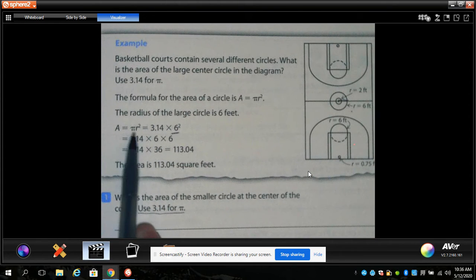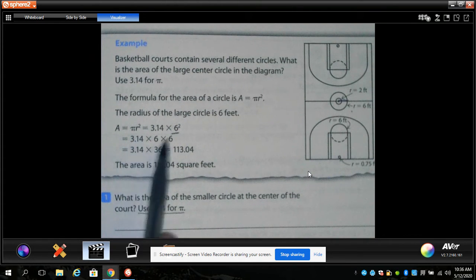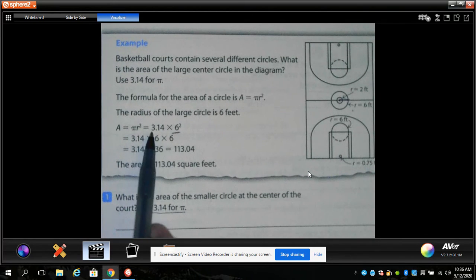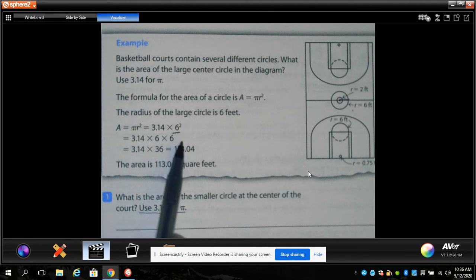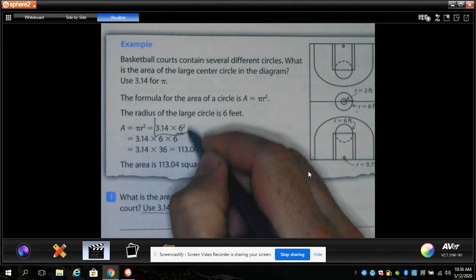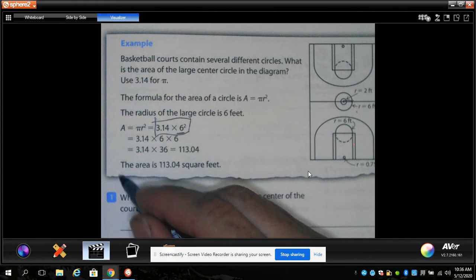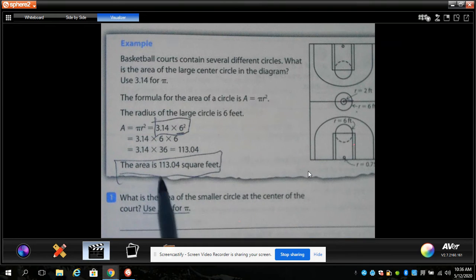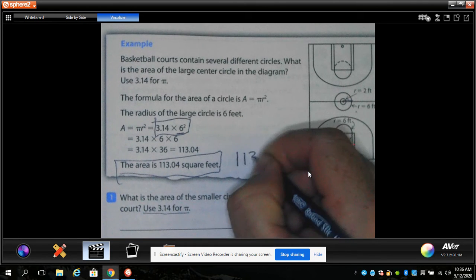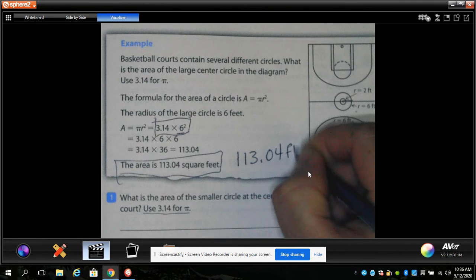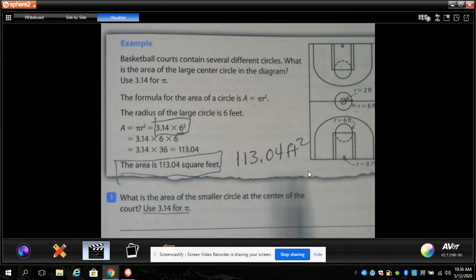Notice how they showed the formula, and then they're showing the numbers in the formula. They're showing the 3.14 times 6 squared. This is what I'm expecting for the work right there. And then you can write your answer, as long as you're putting the 113.04, and then you could put your feet squared like this, and that is read as square feet, like they have it labeled there in the word form.